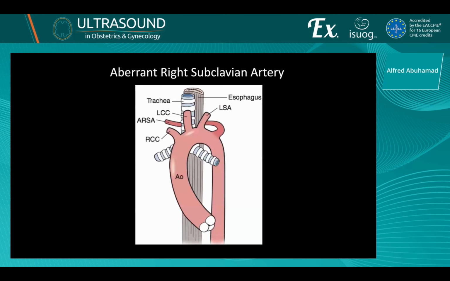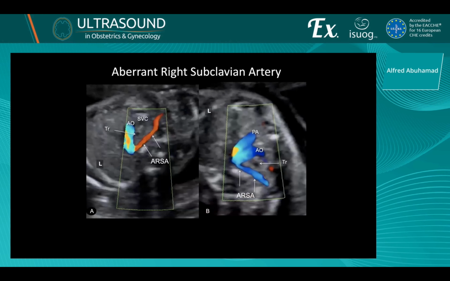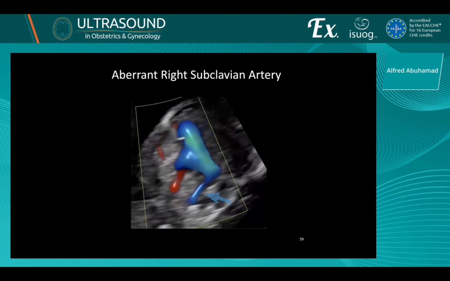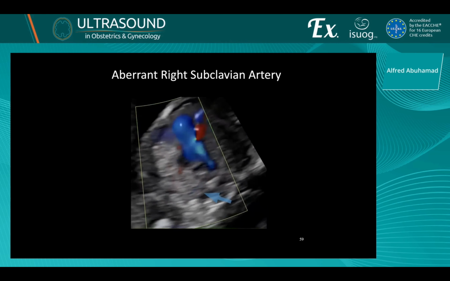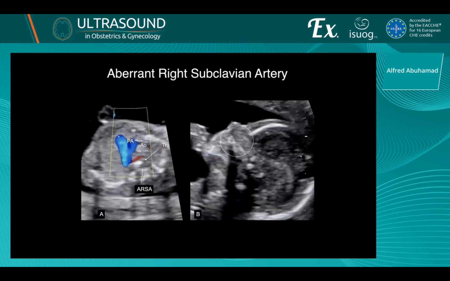A couple of words on the aberrant right subclavian artery, clearly seen in the three-vessel trachea view. You have to reduce your velocity scale and increase your gain. You see that aberrant right subclavian artery running behind the trachea from the left side into the right extremity, as you see right here. There is an association with trisomy 21. When you see this, if isolated, typically the association is not that significant, but in the presence of other findings, certainly there should be some counseling and discussion for chromosomal analysis.